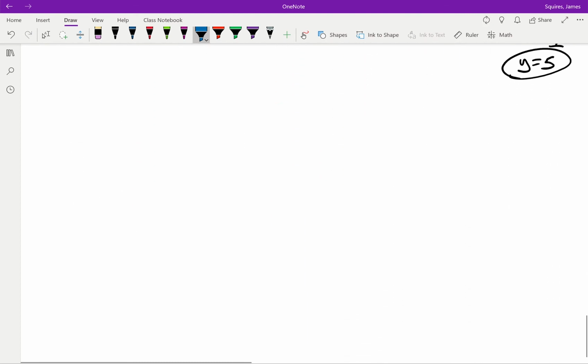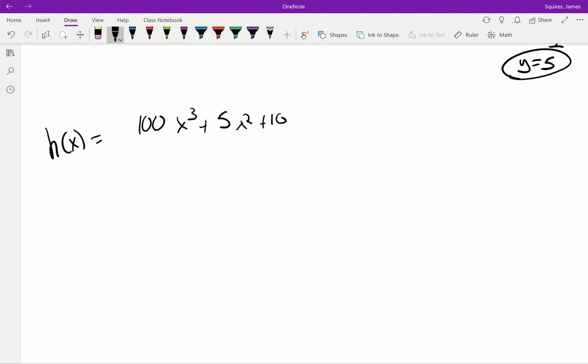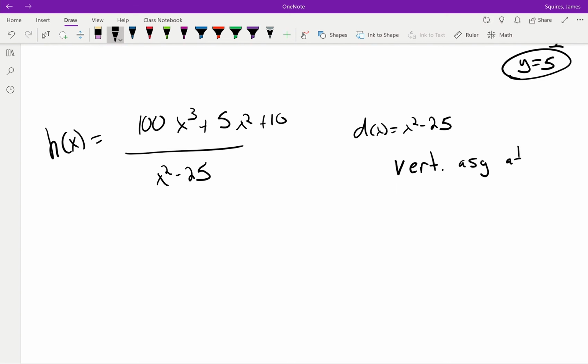Alright, let's do one last example. Let's say we have h of x equals 100x cubed plus 5x squared plus 10, all divided by x squared minus 25. Because d of x equals x squared minus 25, d of x equals 0 at the values x equals 5 and x equals -5. So that means we will have vertical asymptotes at x equals -5 and +5.